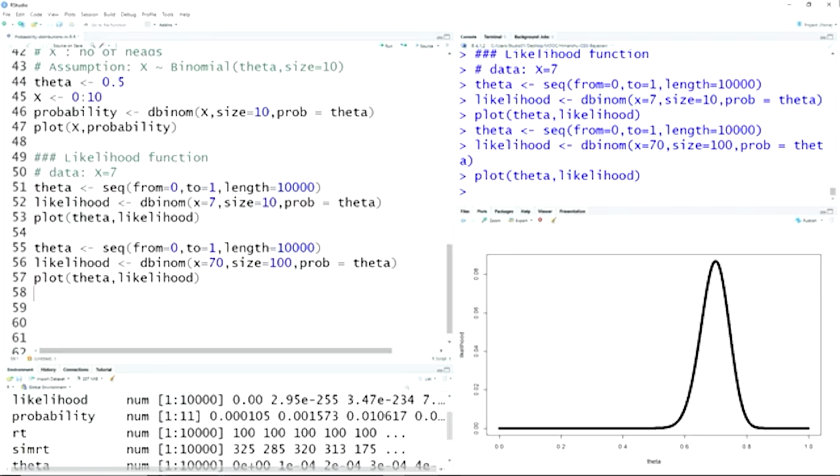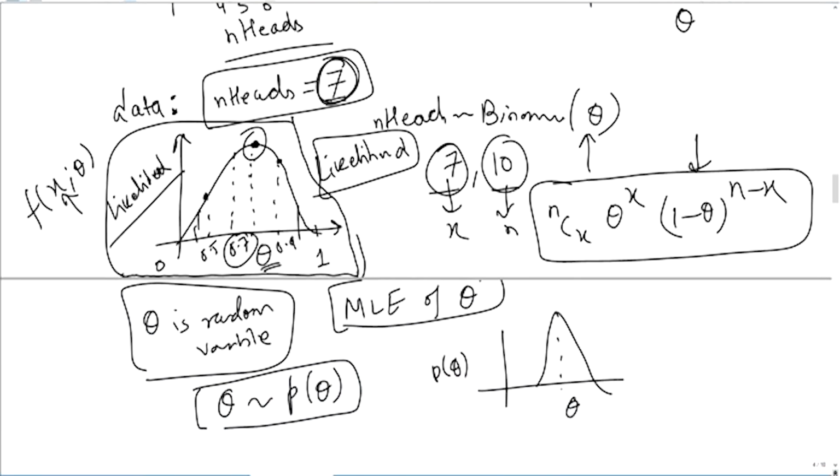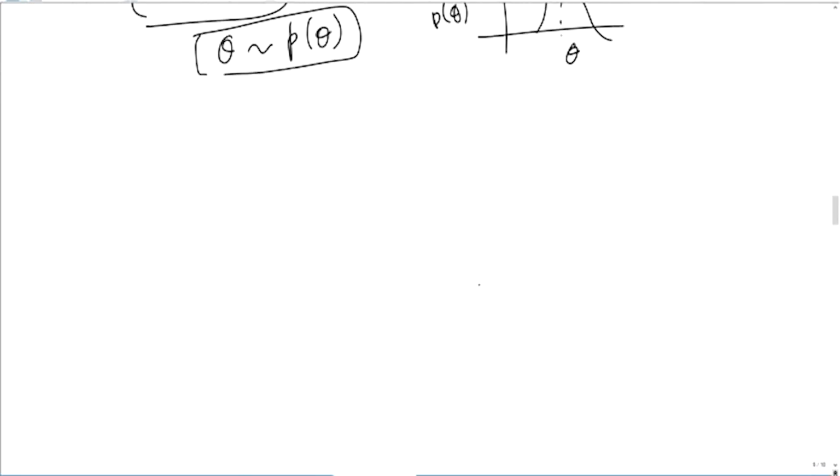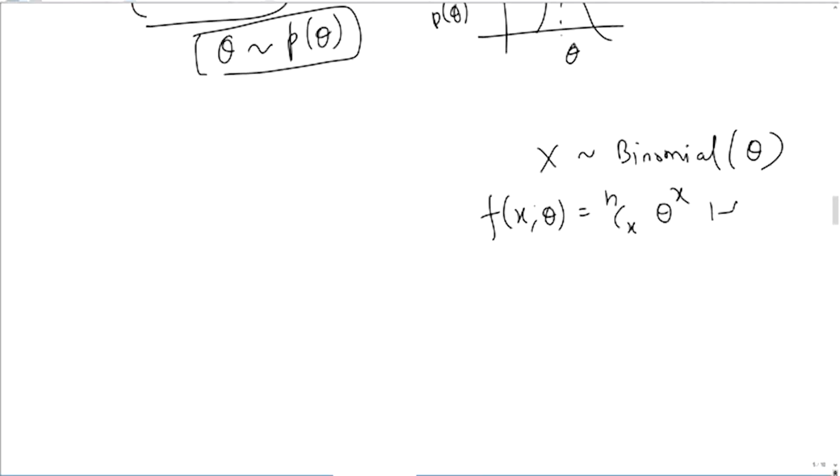All right. Now coming back to the likelihood function here. I showed this example for a binomial distribution. In a binomial, you assume that x, let's say the number of heads, has a binomial distribution with underlying probability of success theta. What it means is that f of x given theta, the underlying probability mass function, is n choose x, theta to the power x, times 1 minus theta to the power n minus x.